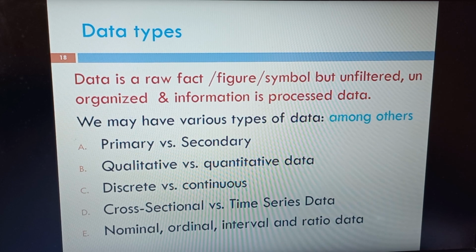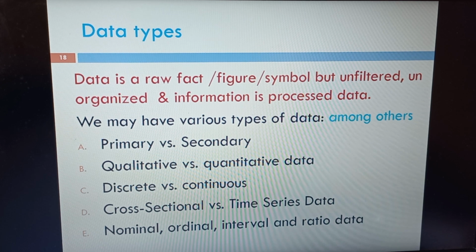On the other hand, again, a quantitative data may be of two types, discrete versus continuous data. A discrete data is a data which assumes only whole numbers. A discrete data is a data that arises from counting, and it cannot assume fractions.